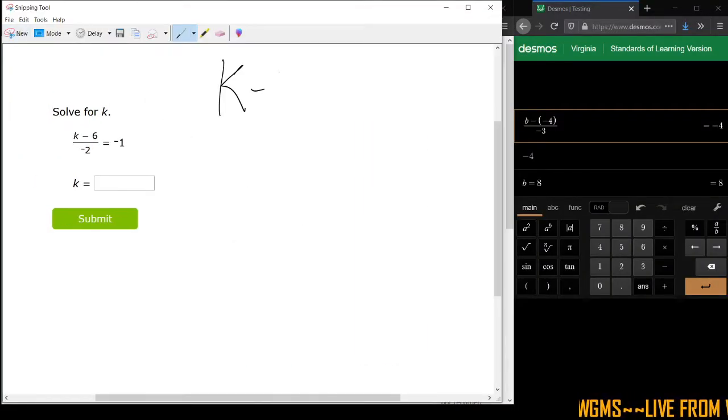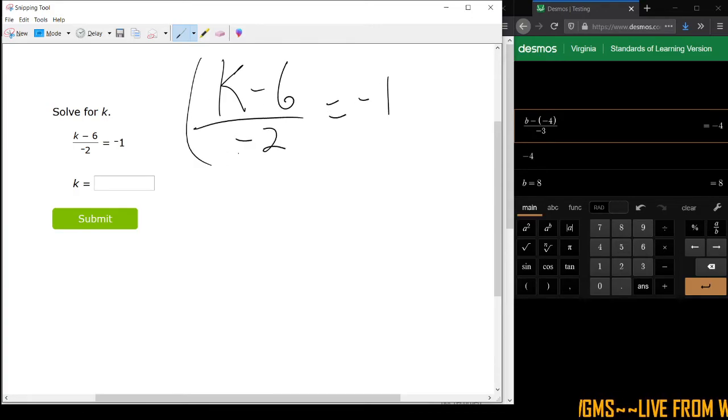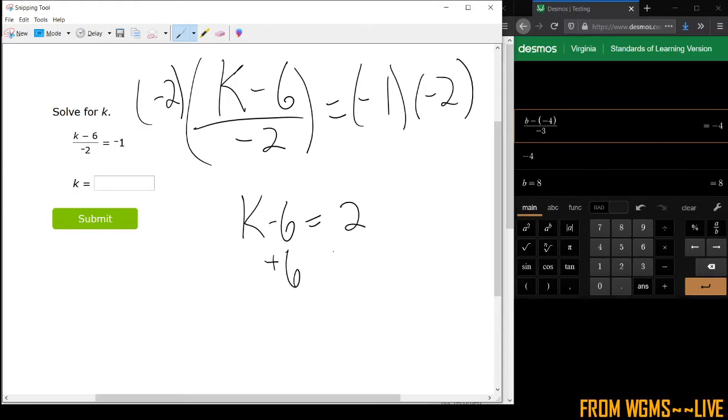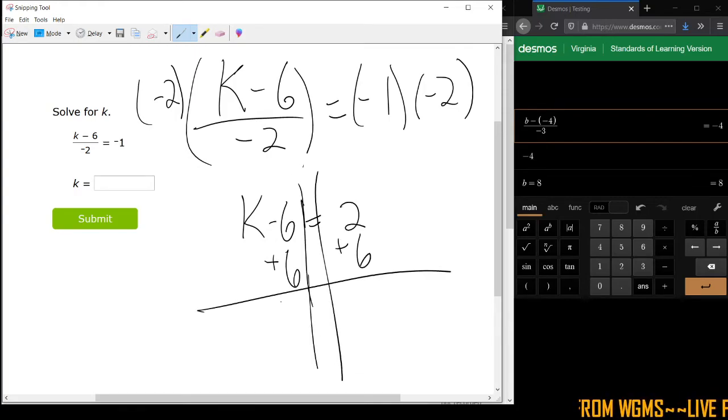I have k minus 6 over negative 2 is equal to negative 1. Multiply both sides by the denominator, so I multiply both sides by a negative 2. So I have k minus 6 is equal to positive 2. Add 6 to both sides. And I have k is equal to 8.